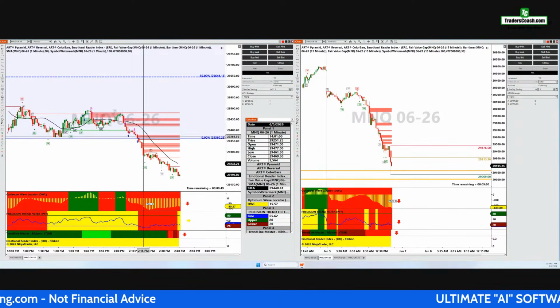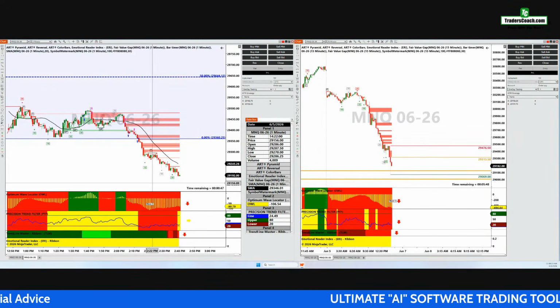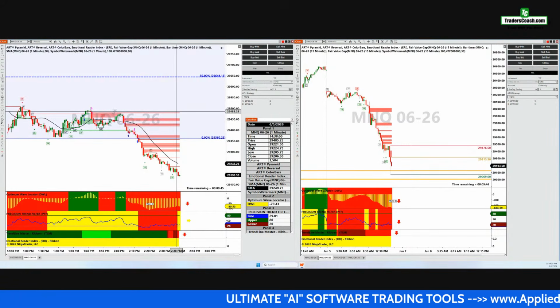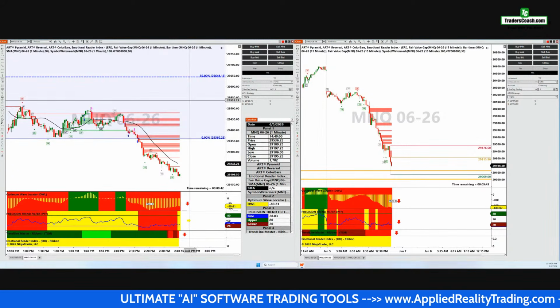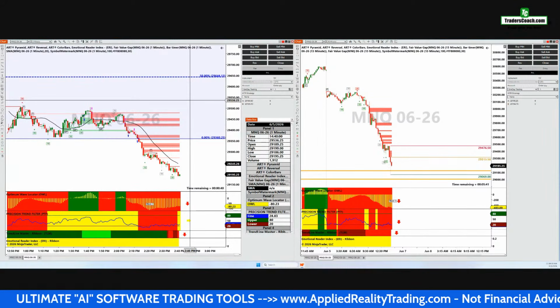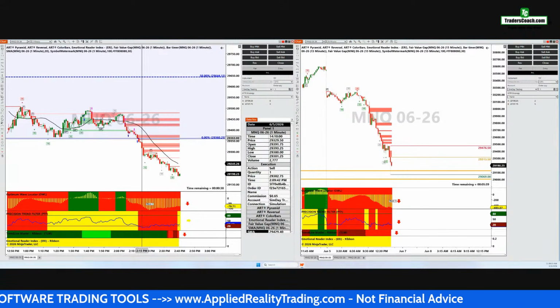Looks like we left about 200 points on the table. Ouch. But again, you have to be okay with that. That was a scalper down to here.